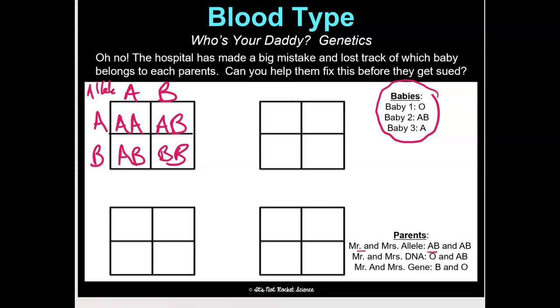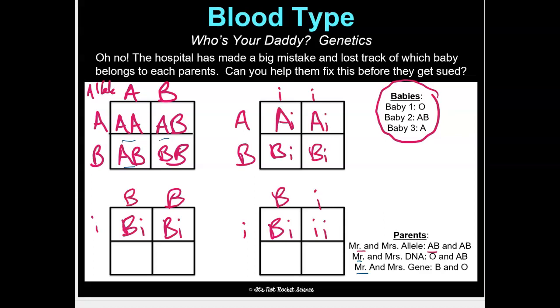So we know already that Mr. and Mrs. Allele could not have type O baby 1. They could have baby 2 or baby 3 because they can have a baby with type A or they can have AB. So I'm going to go ahead and pause the video, and you guys should go ahead and try to figure out for the other 2 parents what blood types their babies could have.